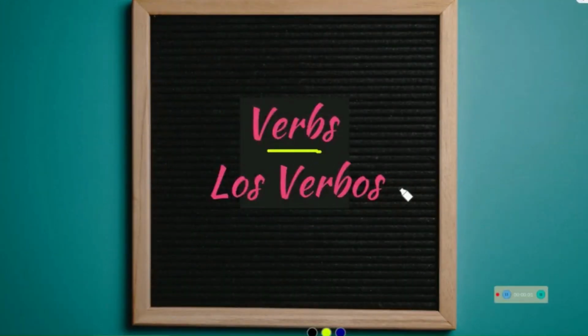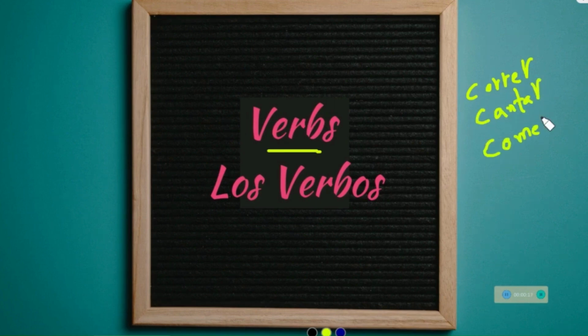Next, we have verbs. El verbo. The verb is a word that expresses an action, state, or a process. For example, correr means to run, cantar means to sing, and comer means to eat. These are some of the verbs in Spanish.